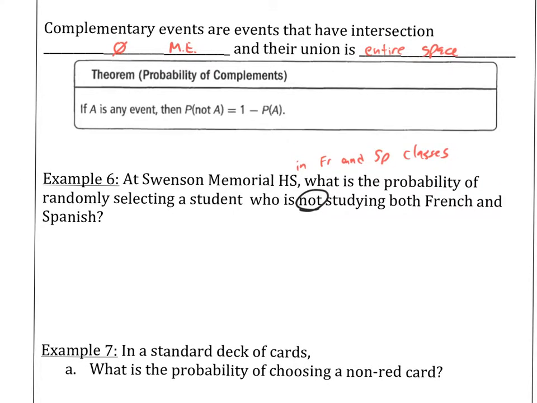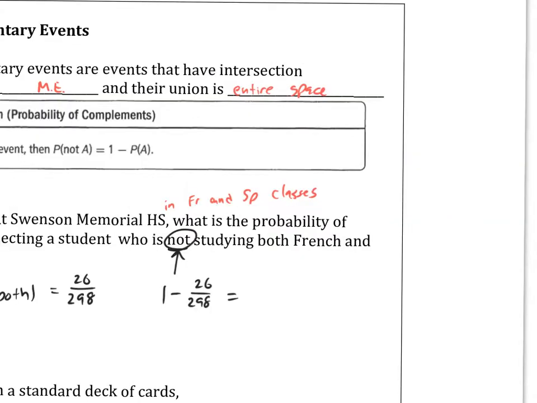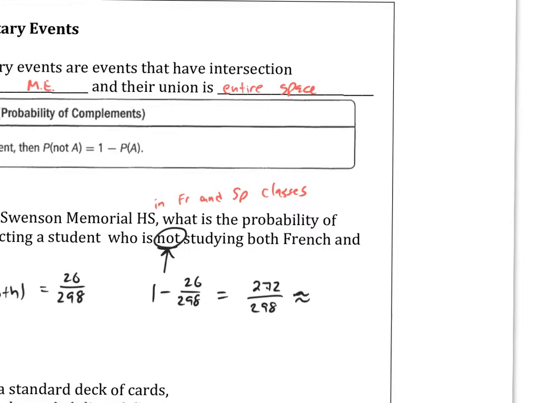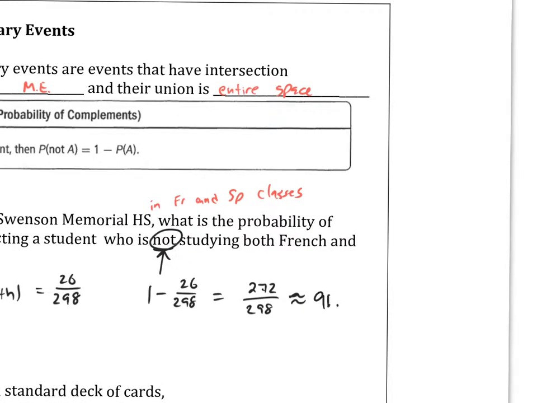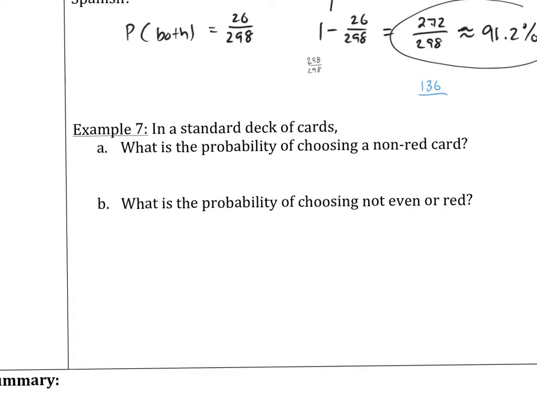So we know that the probability of studying both is equal to 26 over the 298 total students. So since we're choosing the not, all we have to do is say 1 minus 26 over 298. So in the end, we get 272 out of 298. And if we approximate that, 91.2% chance. So both of these are answers. This can be reduced.